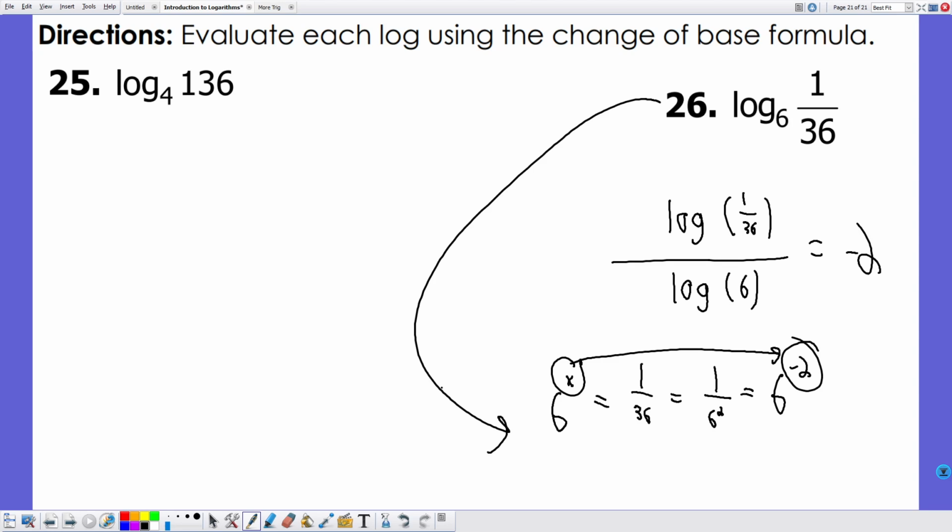So that is the change of base formula. Hopefully it wasn't so bad.